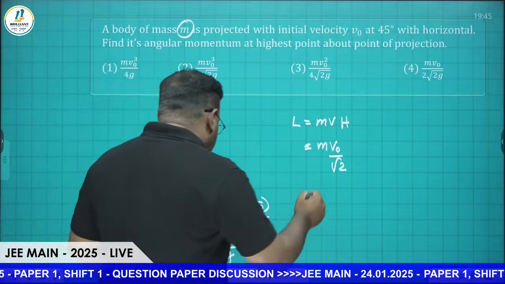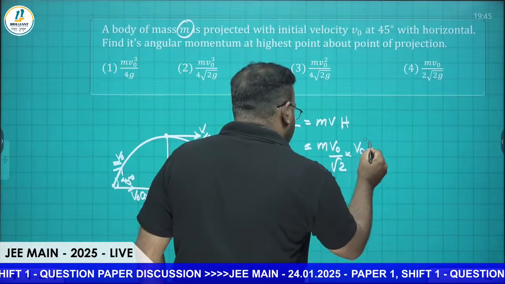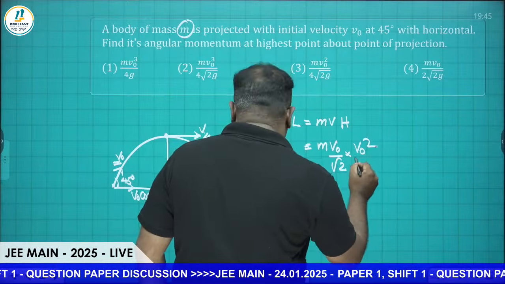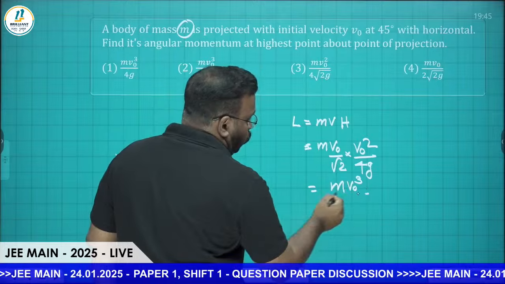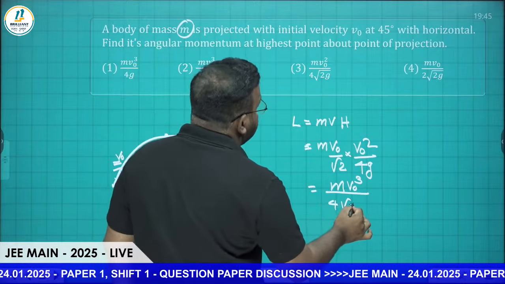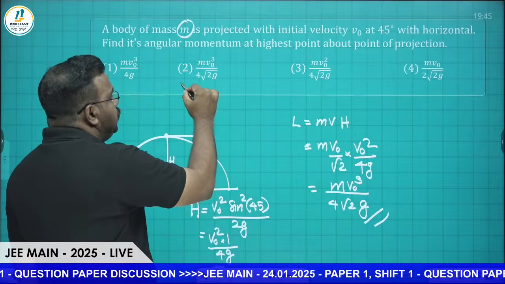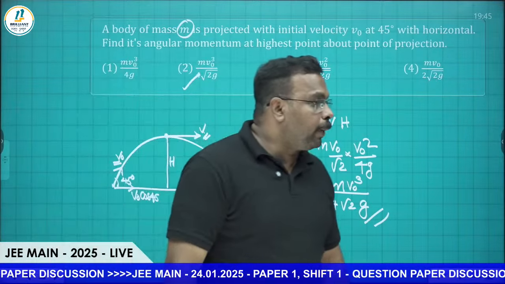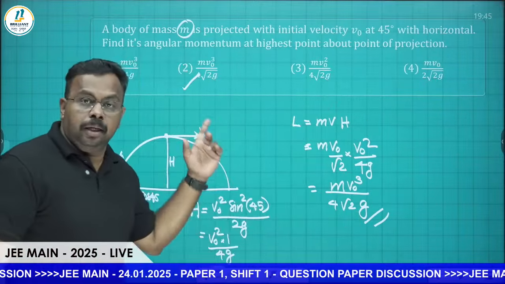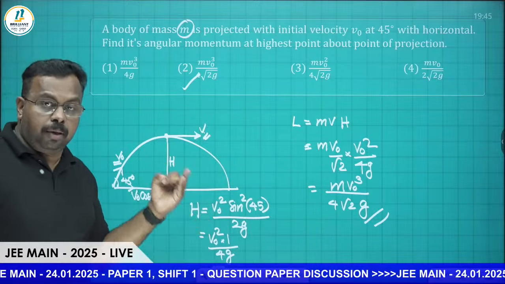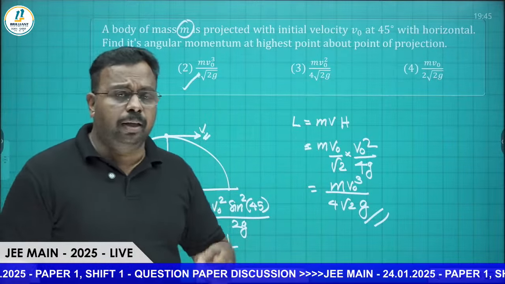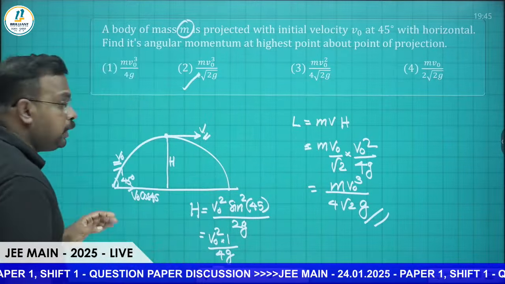So we get m v naught into v naught square by 4g. That is equal to m v naught cube divided by 4 root 2 g. So 2 is the right answer. Yeah, clear now? Projectile motion, angular momentum. These are the two ideas they are using in it. Projectile motion, you know the importance of that topic. You have to study all equations like maximum height, time of flight, horizontal range, everything.